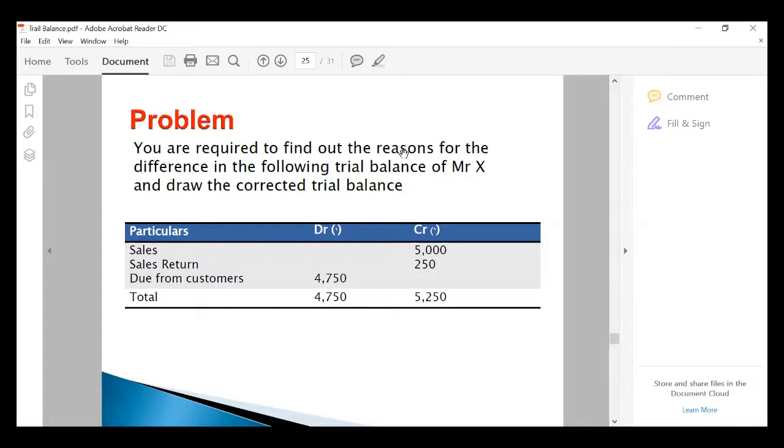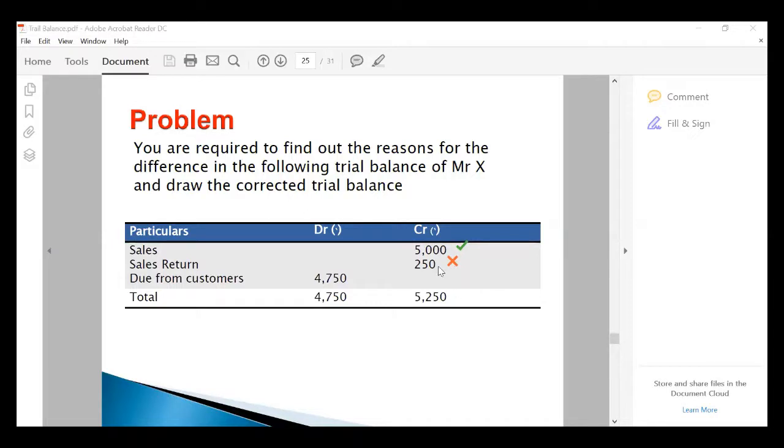You are required to find out the reason for the difference in the following trial balance of Mr. X. Draw the corrected trial balance. Sales is income, a credit. Sales return is a debit. This is wrong. This should be debit.